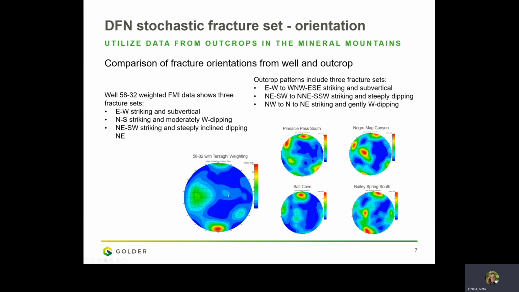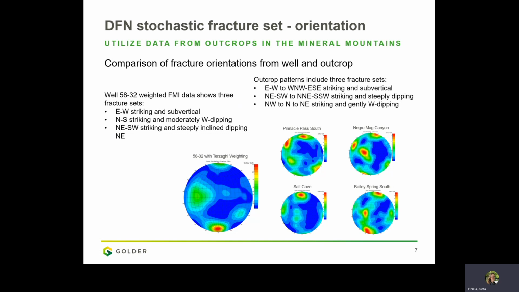And what we see from that stereo net, we see that there's three main fracture sets. There's an east-west striking and subvertical one with this fracture pole here. So the strike would be east-west. We see the north-south striking and moderately west-dipping. And we also see a northeast-southwest striking and steeply inclined dipping set.